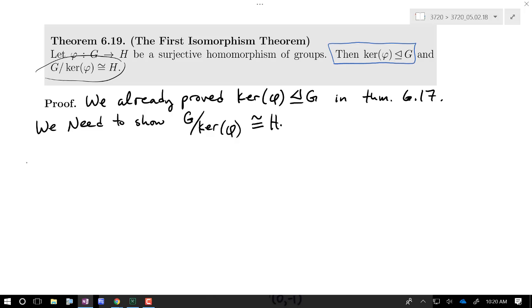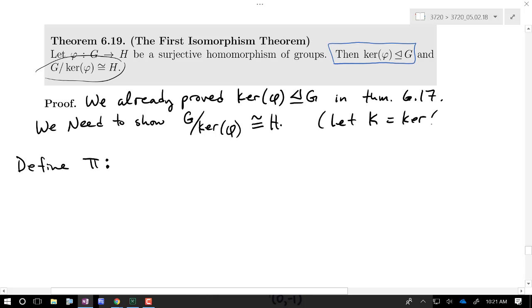So let's define this function. I'll call it pi. Pi is often used for a natural projection homomorphism. And for a little bit of shorthand, I'll let K equal the kernel of phi, which is quicker than writing kernel of phi every single time.